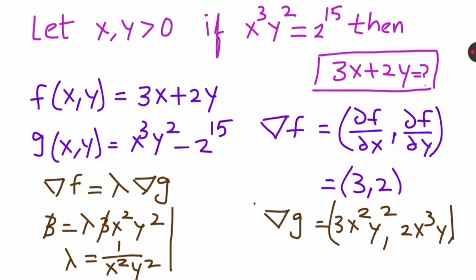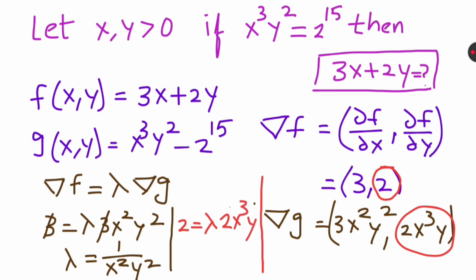Now we need to compare the y coordinates. 2 equals λ times 2x^3 y. Here 2 gets cancelled, so λ = 1 over x^3 y. Now compare this λ and the other λ. One λ value is 1 over x^2 y^2, and that is equal to the other λ value, 1 over x^3 y.